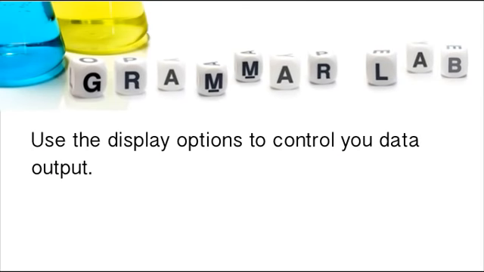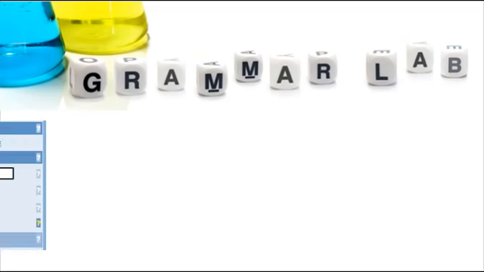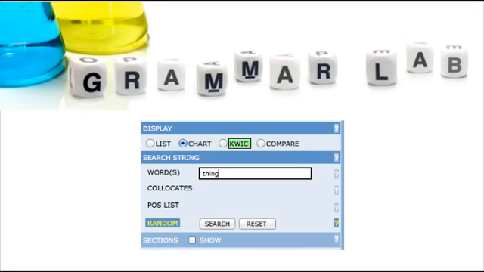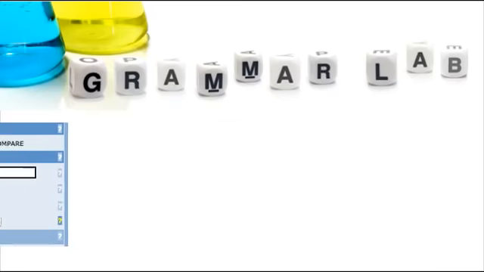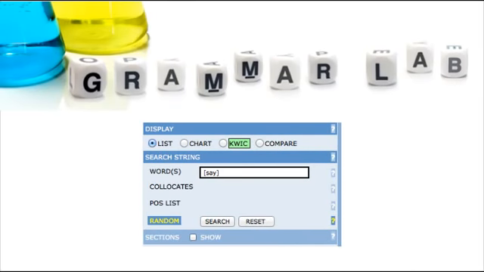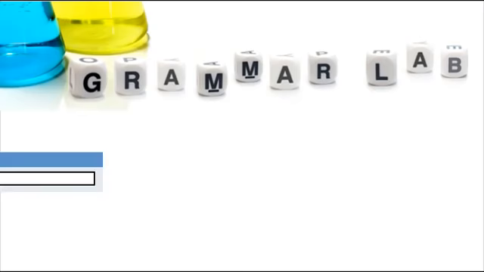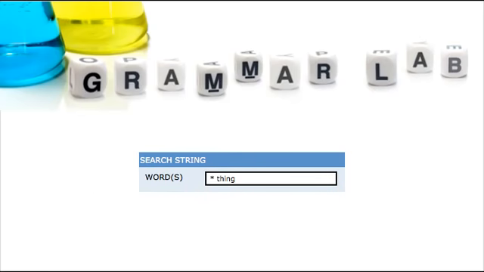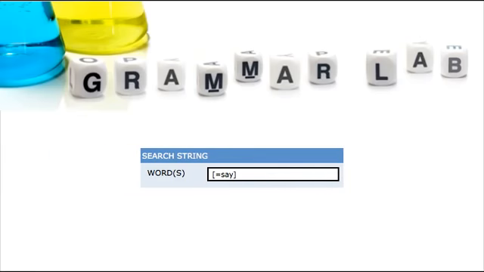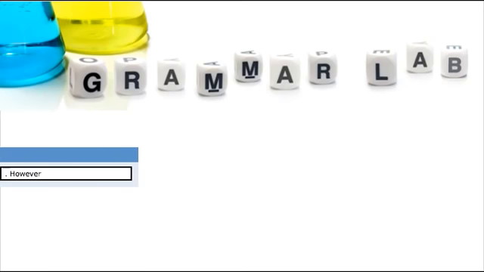First, use the display options to control your data output. Do you want to see how a word or phrase is distributed across text types? Use the chart display. Do you want to see a list of collocates or forms? Use the list display. Use the asterisk as a wildcard. Set off with a space, it will stand in for a word or punctuation mark. Without a space, it will stand in for part of a word. Use the square brackets to lemmatize or search all forms of a word. Use the equal sign inside the square brackets to search for synonyms of a word.